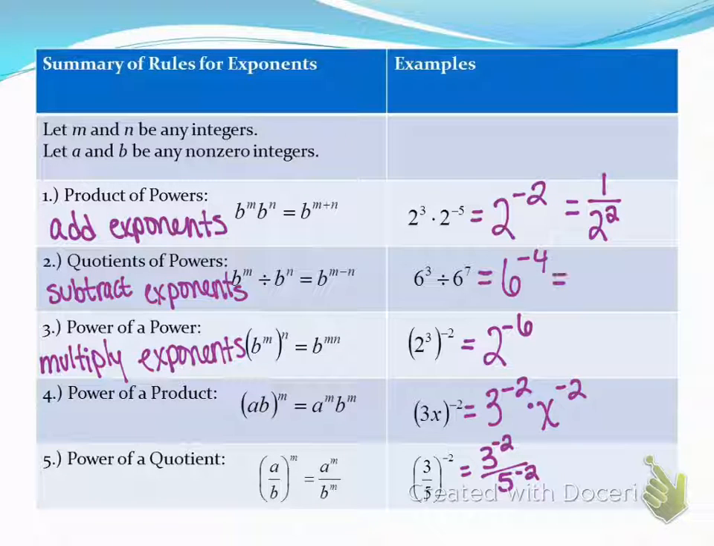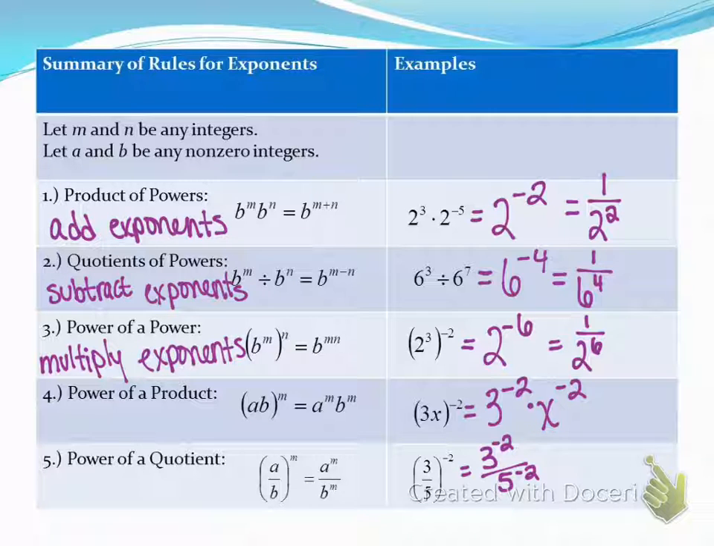Okay, somebody else, what about that second one? 6 to the -4th. How could I rewrite it with a positive exponent? Houston? Good. 1 over 6 to the +4th power. Next one, 2 to the -6th. Jakeem? Good. 1 over 2 to the +6th power.